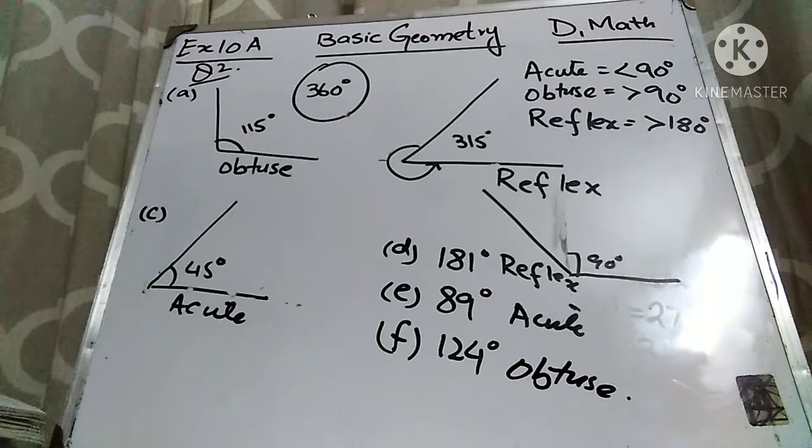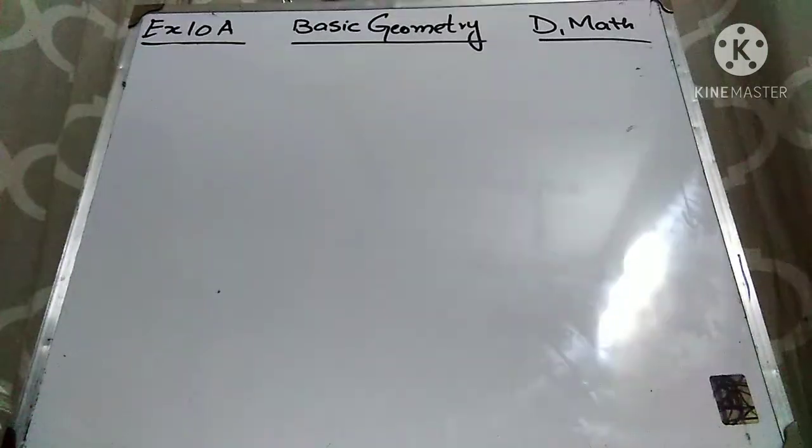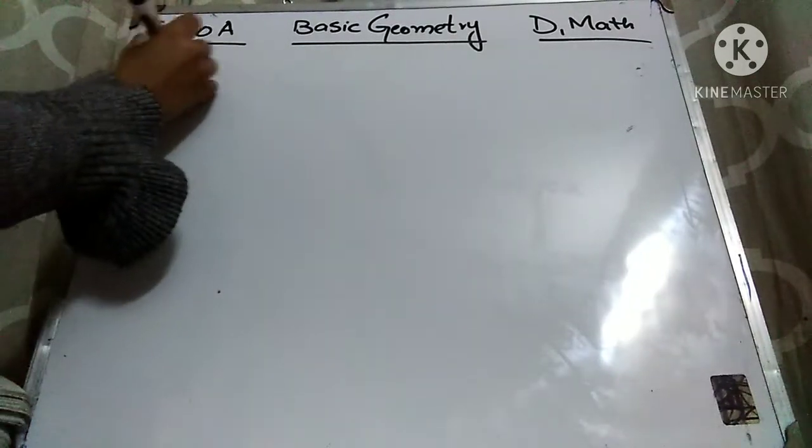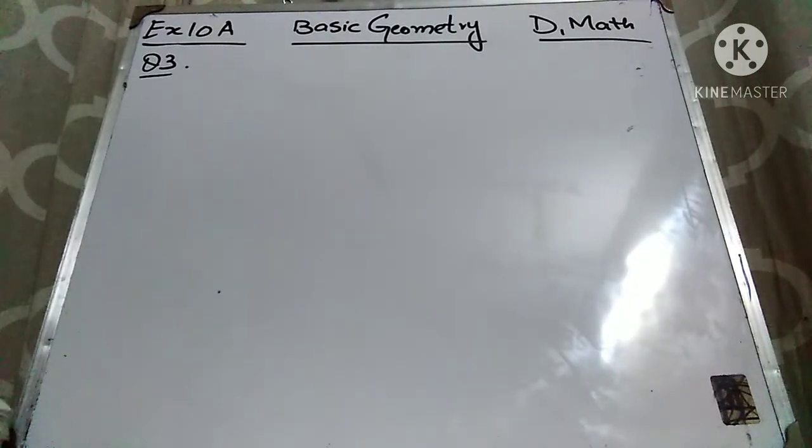Now let's come to question number 3. Okay, students, in question number 3, they are saying to find the complementary angle of each of the following angles, and the first part is 18 degrees.